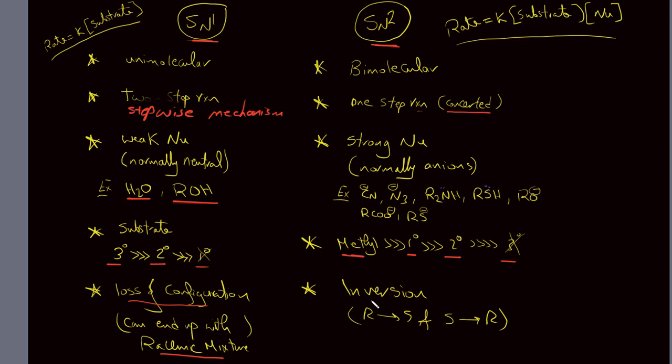For SN2, we have inversion. So if you start with an R, you're going to end up with an S. If you start with an S, you will have an R in the product.